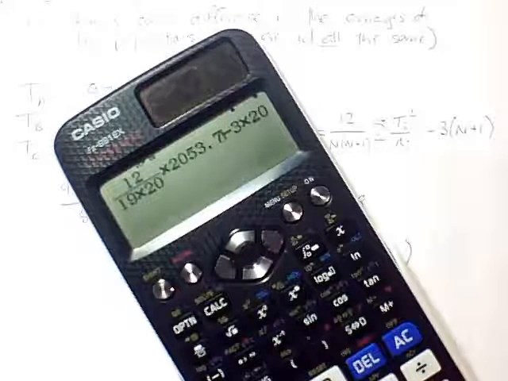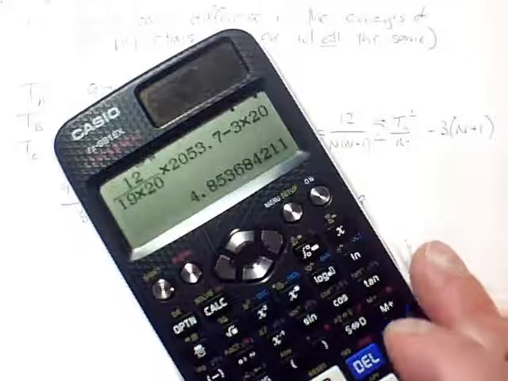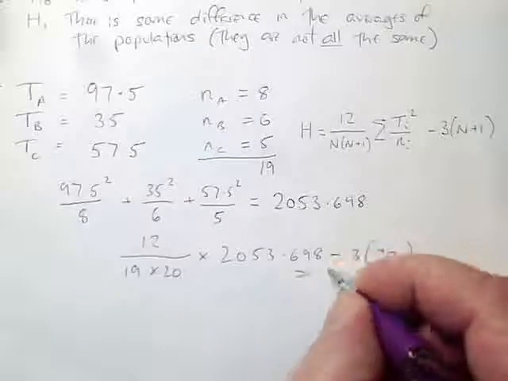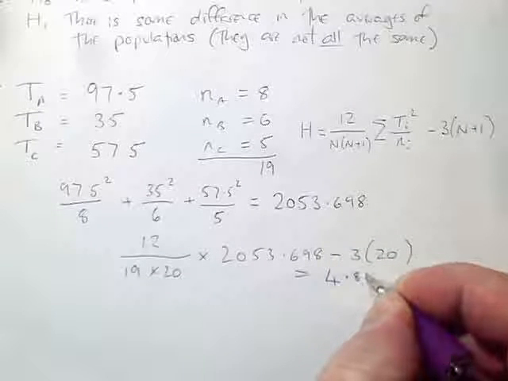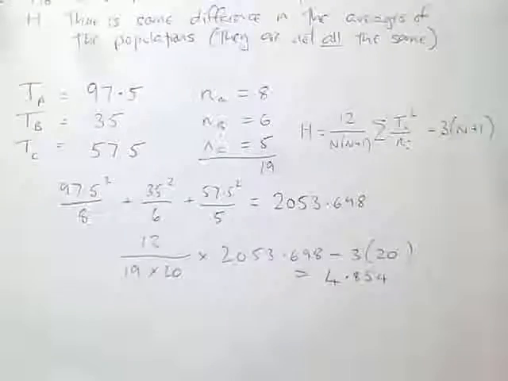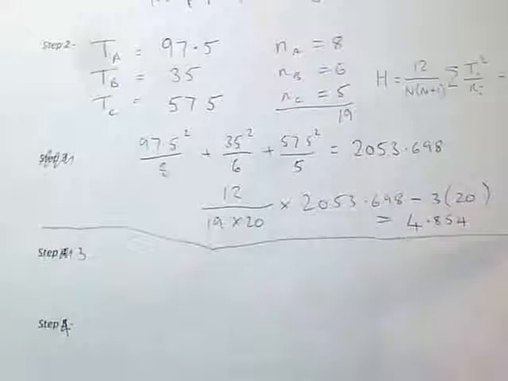So there it is, press equals, and we get as our final answer 4.854. Okay, and that is my test statistic. So that was all step 2. Step 3 is finding my critical value.